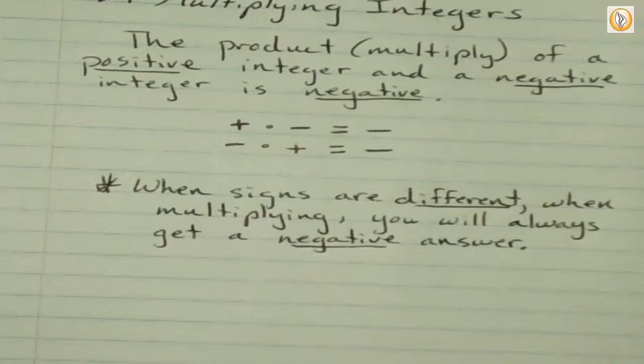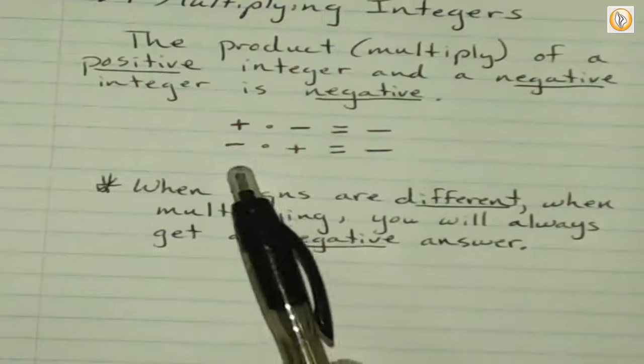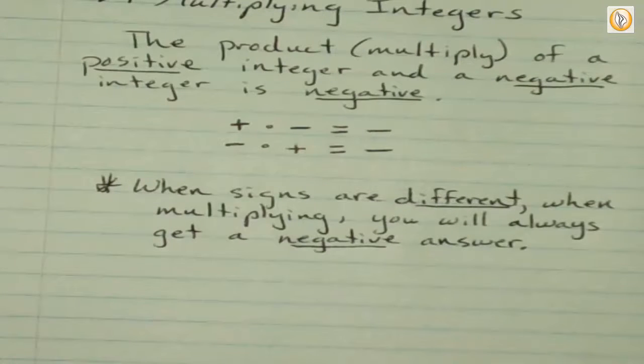Even my 8th graders have to think a little bit longer when adding and subtracting positives and negatives at the beginning of the year. Multiplying and dividing, they know. If the signs are different, it's always going to be a negative.